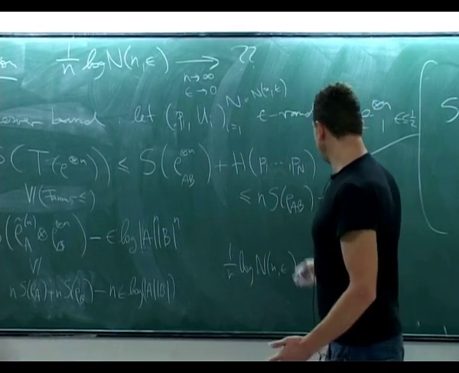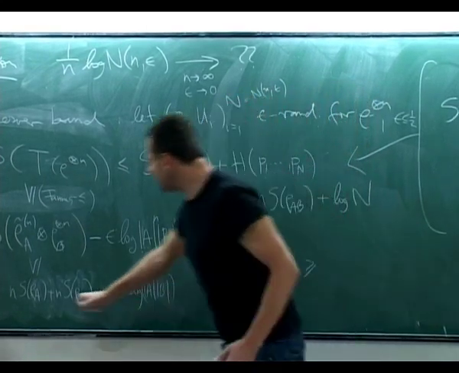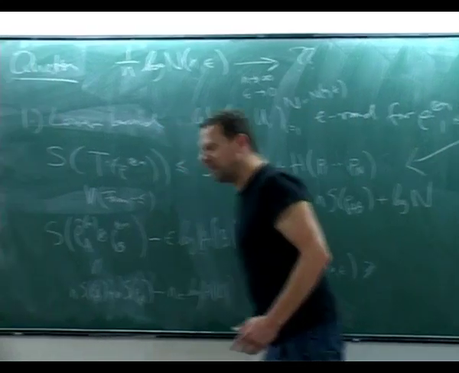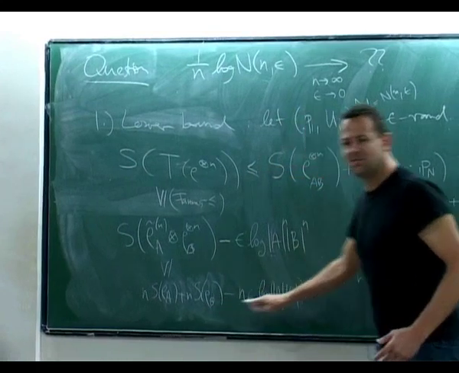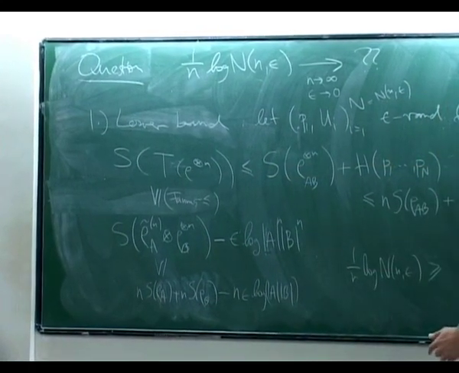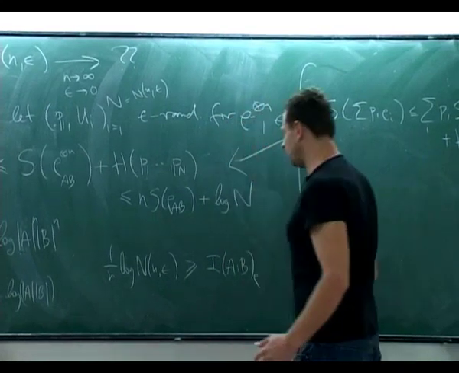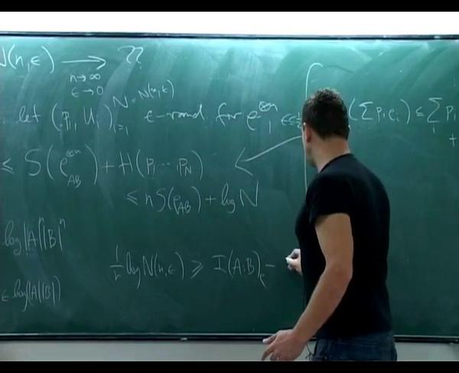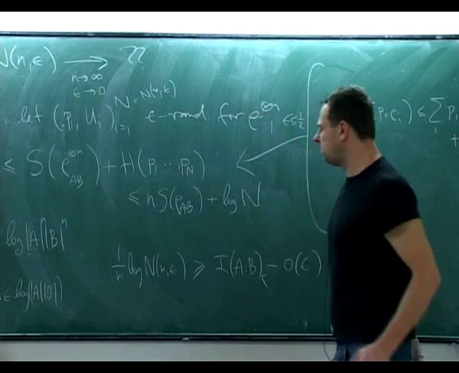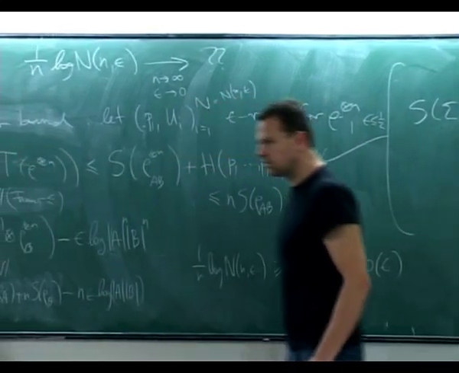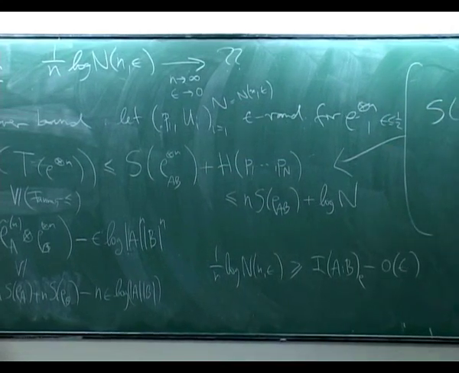So what do I have to do? I bring everything here on the other side, and you see there is a quantity appearing that I wrote already. It's the mutual information. It's the s of a plus s of b minus the joint s of ab. So this is the mutual information of ab of the state rho minus order epsilon. Divide by n, and the dimensions are all finite.